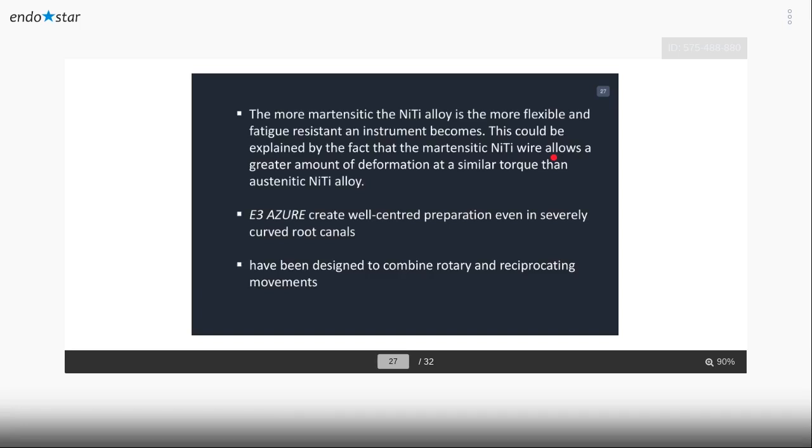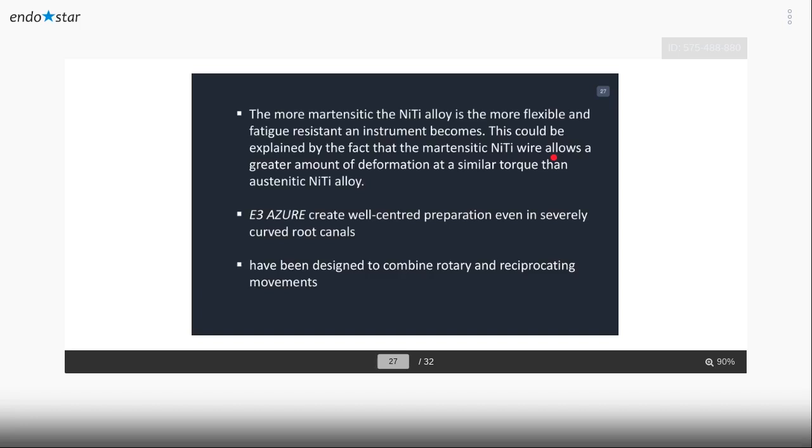The second point, as I said, the E3 is well centered inside the canal. So when you are in a curve inside the canal, the file will not make or undergo alteration in the natural canal anatomy.